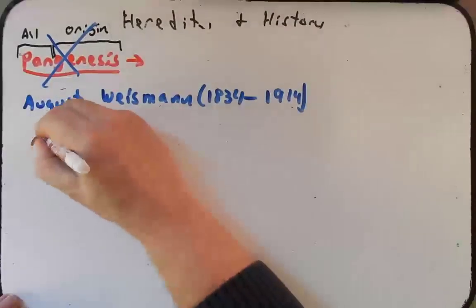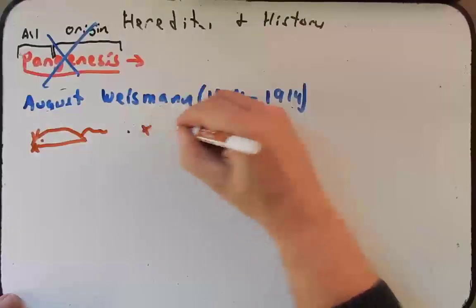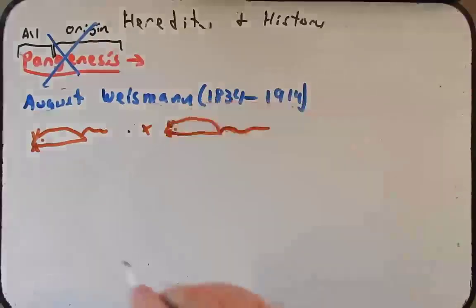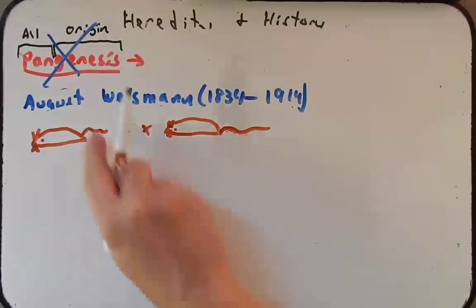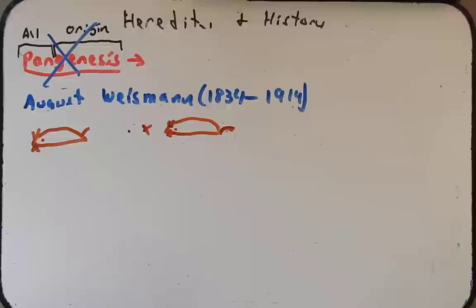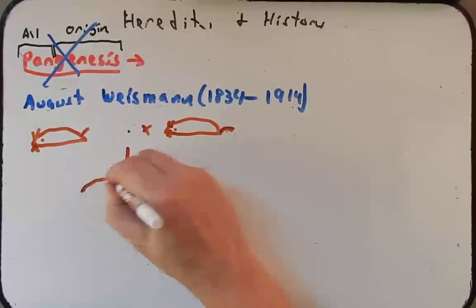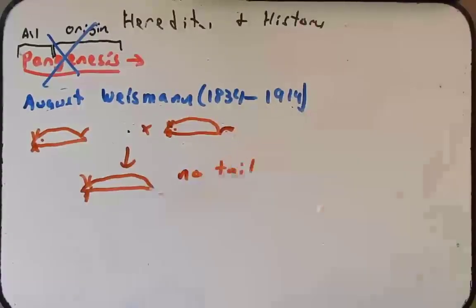So what Weismann did was he took mice and crossed them. All right, but he didn't just cross mice. What he did was he chopped off their tails, and then he crossed them. Now, if pangenesis was correct, then this next generation would look like this. No tail. And then if he crossed this mouse again with another mouse, again, there would be no tails. But what he found was that this mouse had a tail.